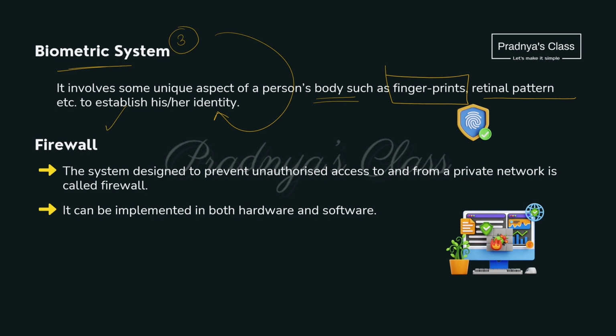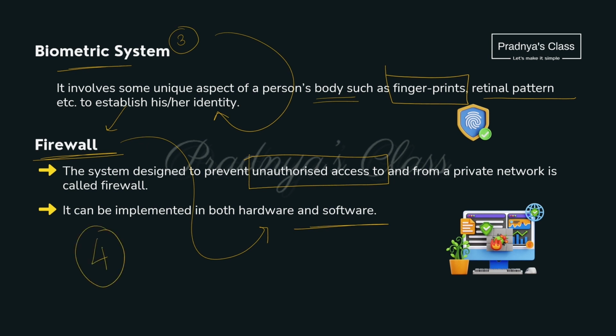One more option is to install a firewall. A firewall comes both in hardware format and even in software form. It is used to prevent unauthorized access. So in this way we studied 4 types of protection mechanisms.